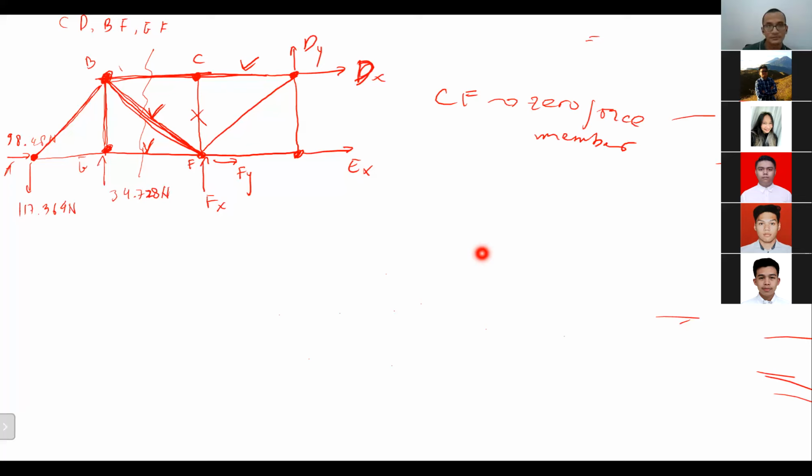Okay, CF is actually a zero force member. Because CF is a zero force member, if we take a look at joint C, then we will find out that BC and CD will be exactly the same. So finding BC will be enough to find CD. If you take a look at that, one section is enough here. So like what Meryl said just now, we can just cut it like this.